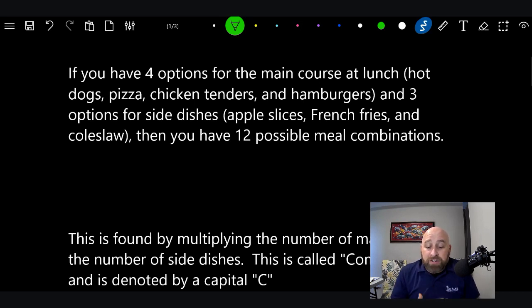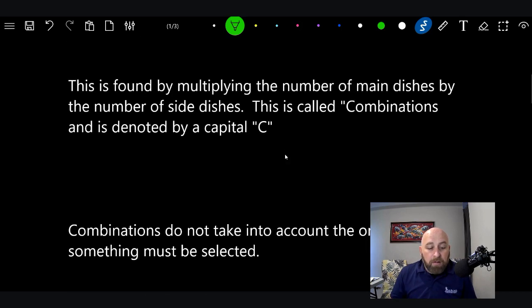Now, there's an easier way to do it. Okay, what is the easier way to do it? If you look down here at the screen, this is found by multiplying the number of main dishes by the number of side dishes. In other words, we can take 4 main dishes multiplied by 3 side dishes. 4 times 3 equals 12. There are 12 total combinations. This is called, I wrote down there, combinations, and it is denoted with a capital letter C.